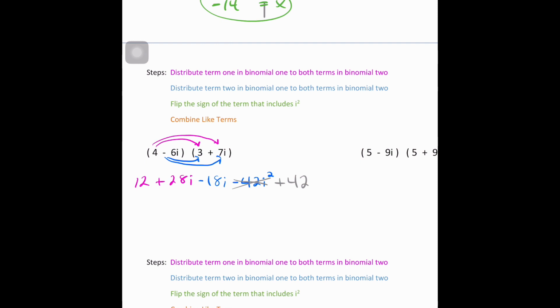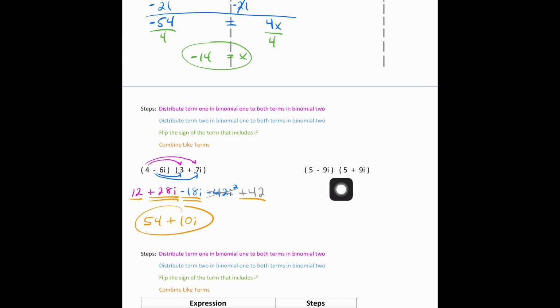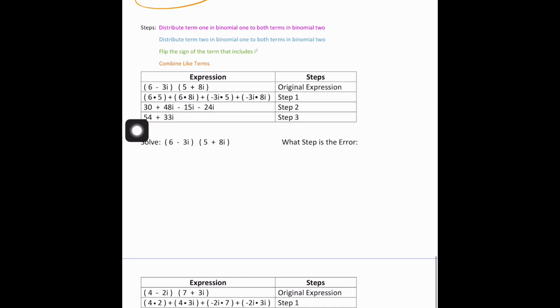Now we can just combine the like terms, all right? We start with the real numbers, 12 plus 42, 54. Bring it down. Yes, we can combine 28i with negative 18i. So 28i minus 18i gives us a positive 10i. Circle your answer. Go ahead and try that bad boy on your own. Thank you. All right, moving forward.